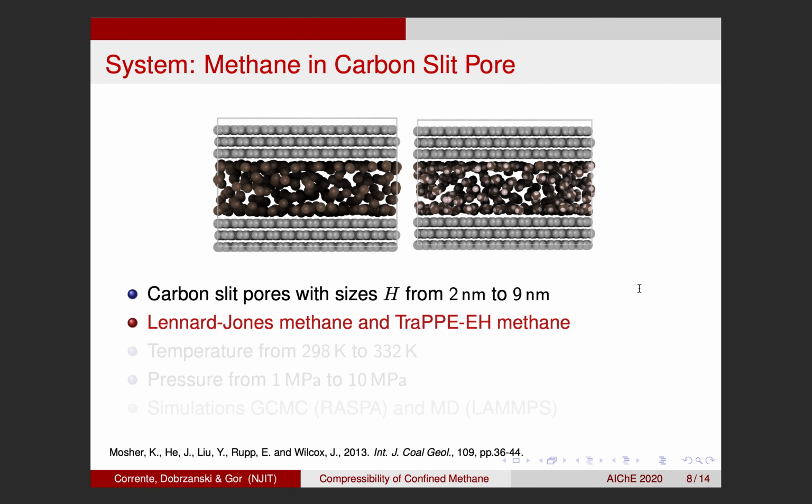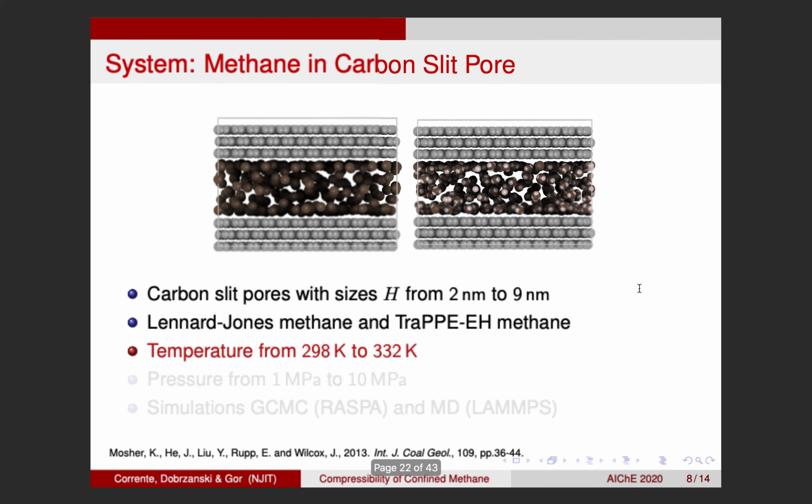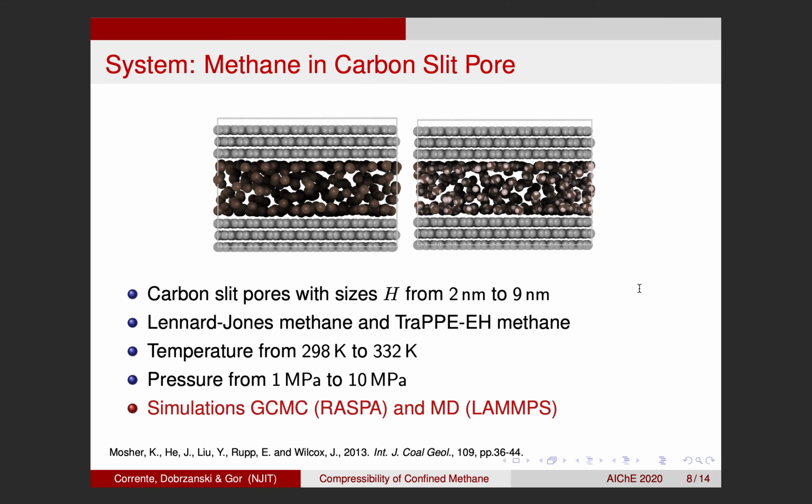We'll consider the Lennard-Jones methane and the explicit hydrogen methane, because derivative properties such as compressibility are quite sensitive to the details of the force field and the representation, more sensitive than the number of particles or pressure and so on. The temperature range is 298 to 332 Kelvin. The pressure is between 1 MPa and 10 MPa. And we run GCMC, Grand Canonical Monte Carlo simulations, using the RASPA code and molecular dynamics in LAMMPS.